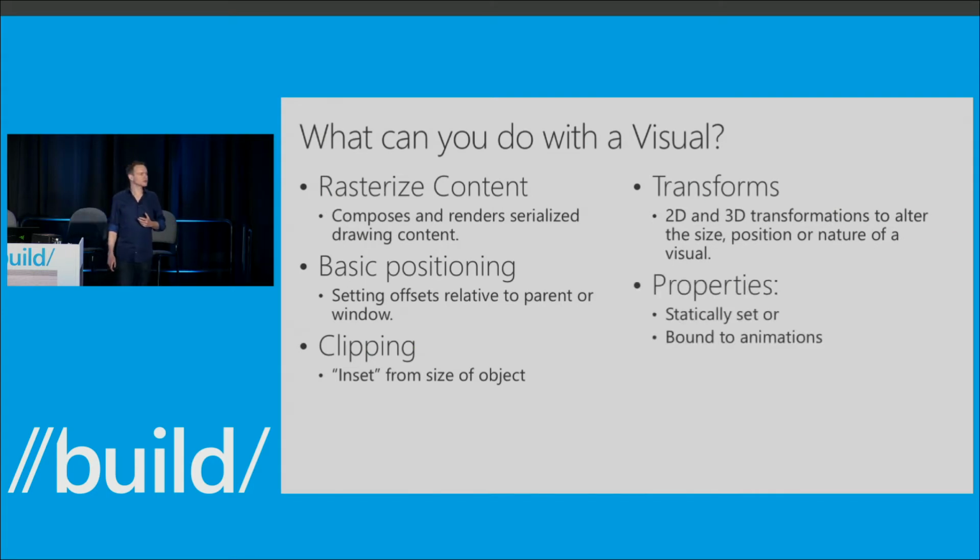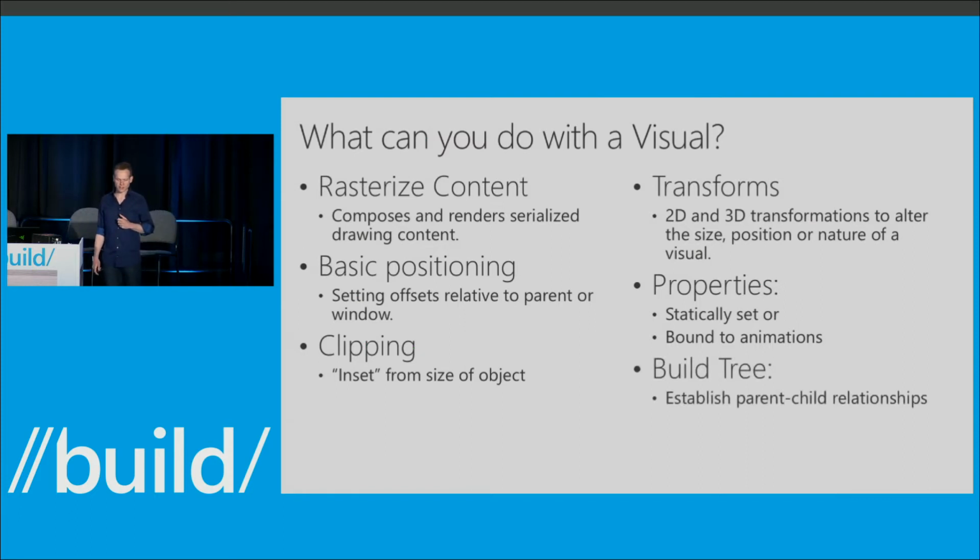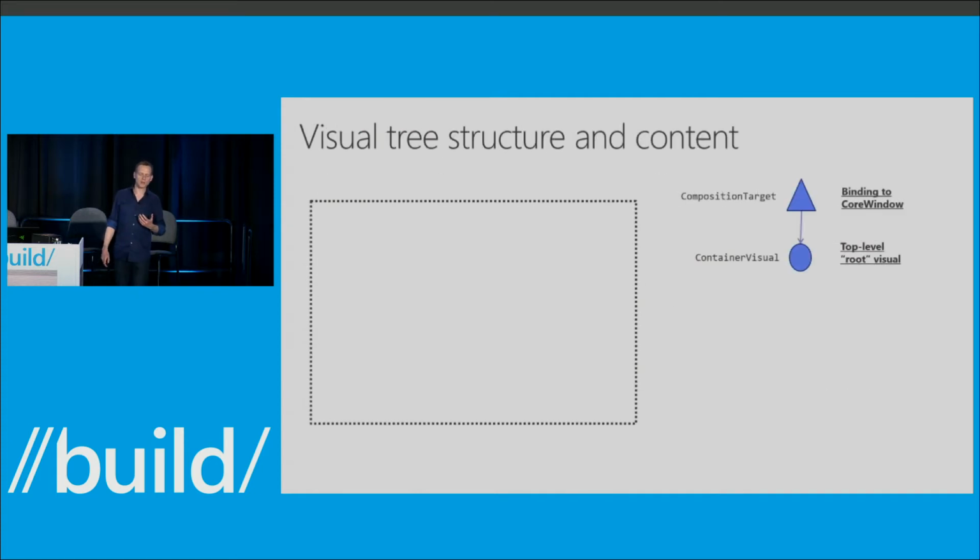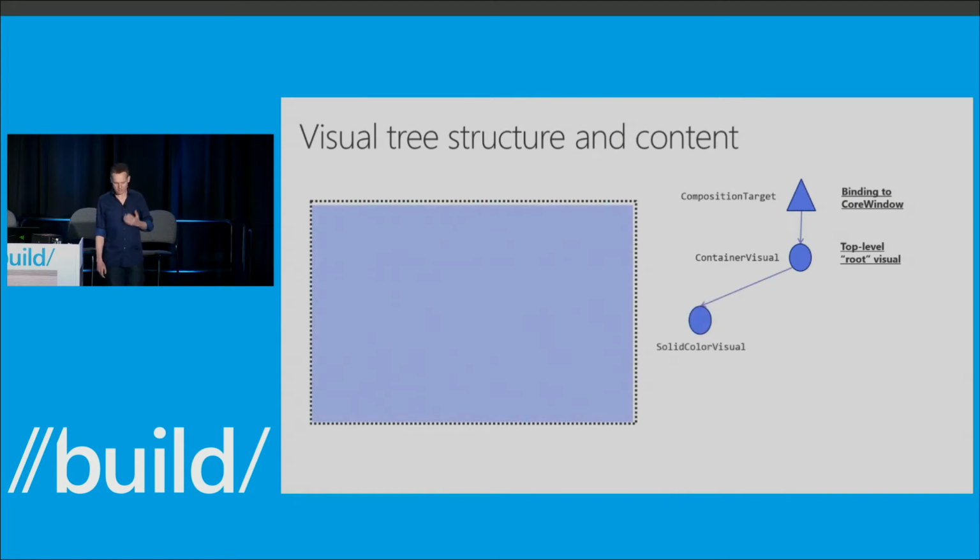And we've also got the ability to set properties, and properties can be statically set, so I can just set the property on the object, or I can bind them to animations. And we'll talk a lot more about animations in a second. And finally, there's the tree building part. So how does the tree building work? Well, basically the way it works is you have a root visual, and the root visual sits at the top of the visual tree, and it's the container for everything else that you see. It has a set of children.